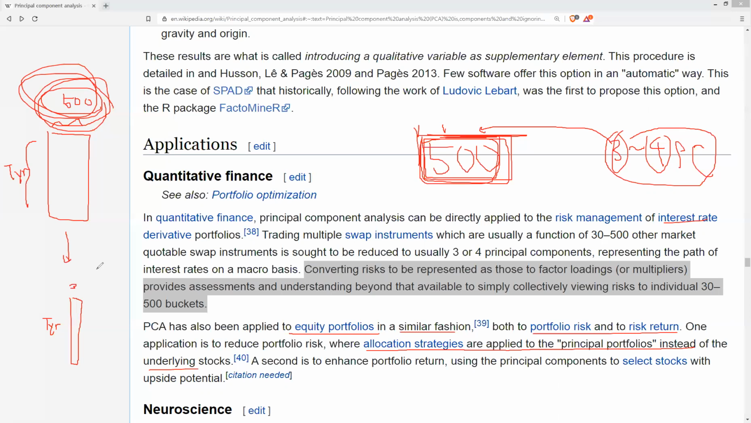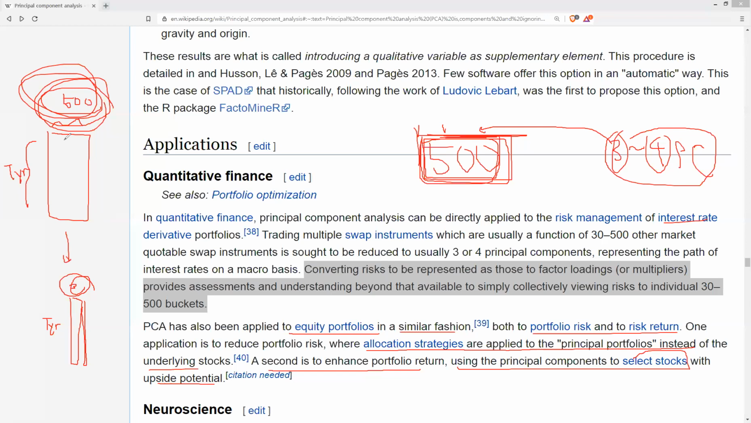That's far more convenient. A second is to enhance portfolio return using the principal component to select stock with upside potential. Well, you can use principal component analysis to select stocks. First, you can focus on those 3 principal components, their portfolios. Then you can maybe find a good portfolio out of these principal components.